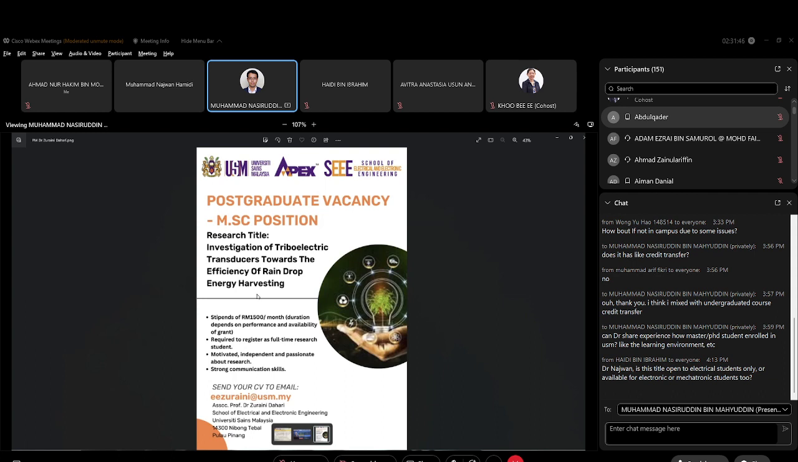So this is actually under the category of energy harvesting. You can imagine that you can harvest rainfall, or convert the free-falling raindrops into something useful.